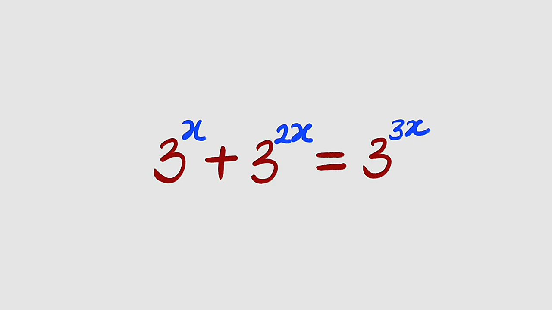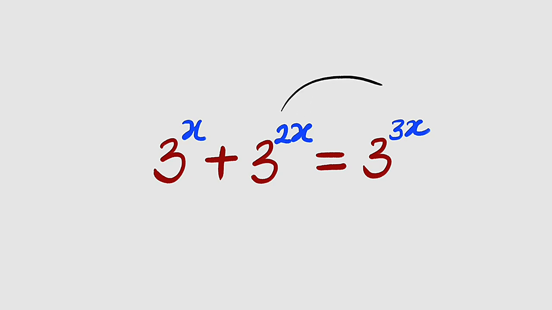Why do I say it is a nice exponential equation? You can see all the bases are the same, 3, and observe the exponents are in consecutive order: x, 2x, 3x. Alright, how can we find the value of x? And that's the main target, right?